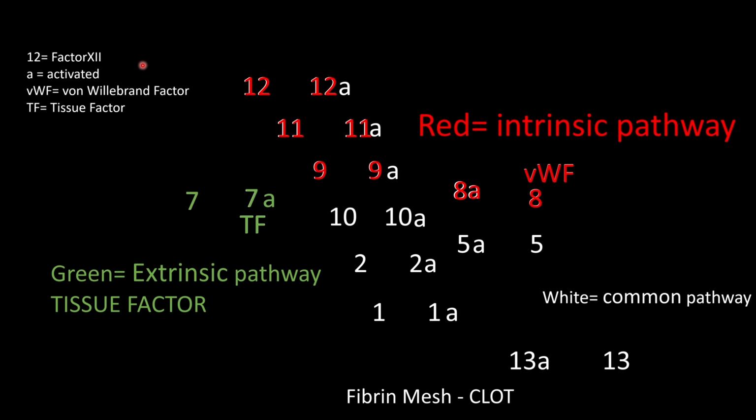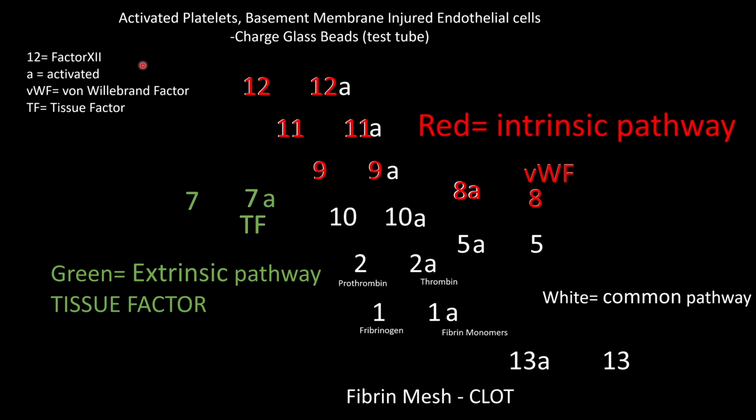bleed out everywhere. Alright, what we have all been waiting for, how this whole thing comes together. Remember, it's a cascade, so it's almost like a waterfall. Previous factors activate factors further down the line. Intrinsic pathway, things like activated platelets, basement membrane of injured endothelial cells, a negative charge glass bead in a test tube, all of these things activate factor 12. Factor 12 starts the cascade all the way down to the end goal of a fibrin mesh clot.